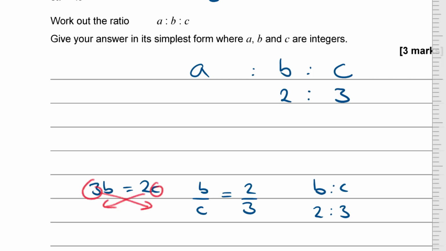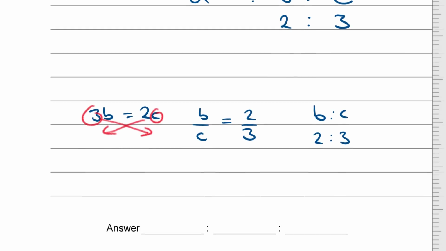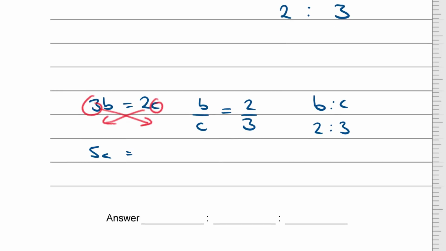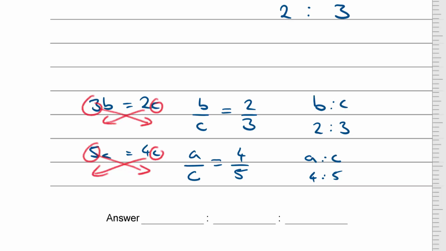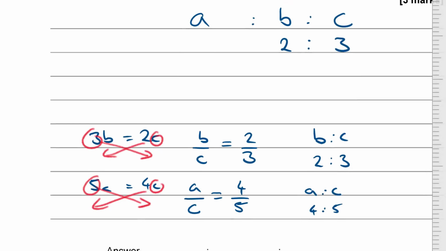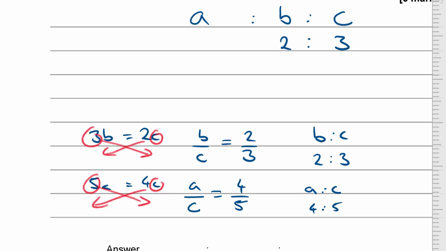We do the same thing with the other one. 5A equals 4C. So I start with 5A equals 4C, and I rearrange it the same way. So cross multiply that C down there, cross multiply that 5 down there. I'm going to get A over C equals 4 over 5. In other words, the ratio of A to C is equal to 4 to 5. Okay, so that means if C is 5, then A is 4.